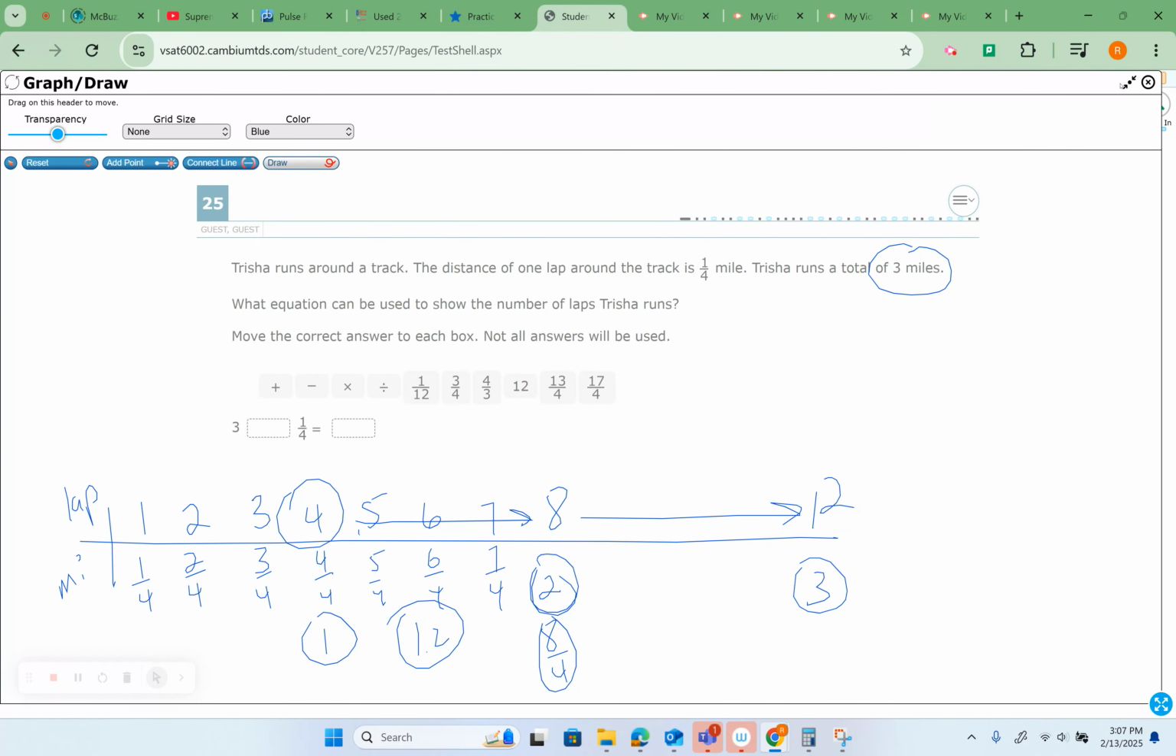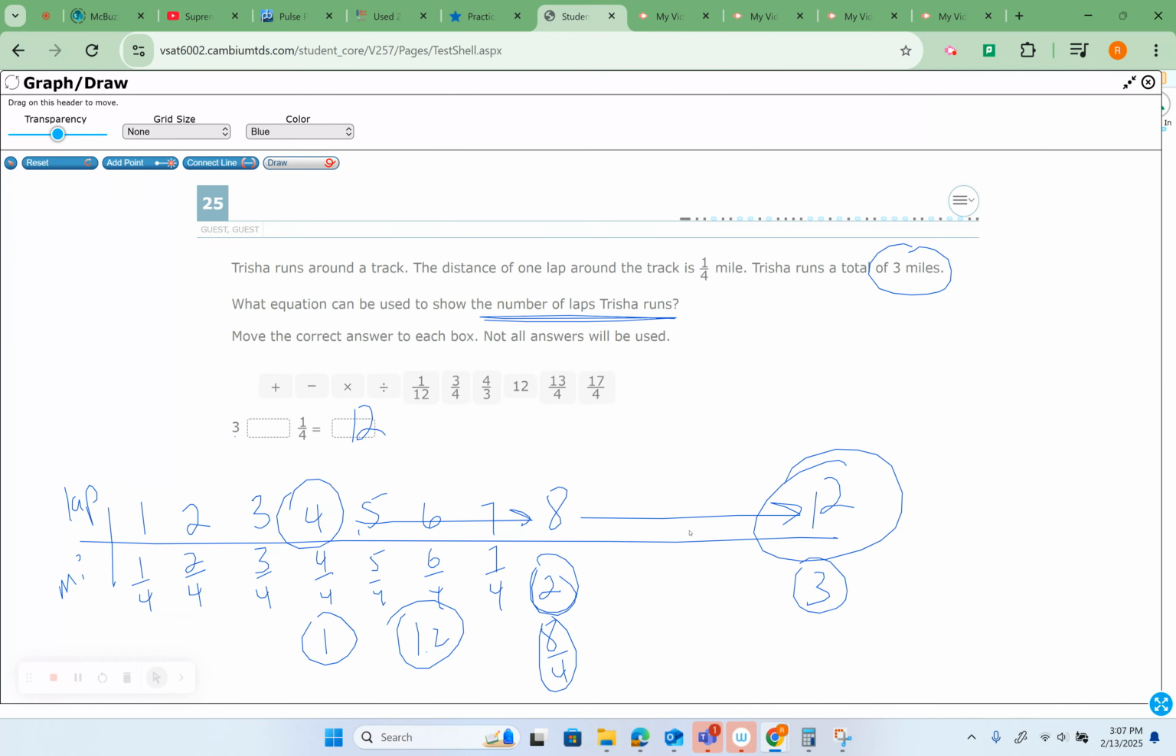So what do we got going on in terms of the problem? 3 blank 1/4 equals, I guess, the number of miles, right? See here, which equation can we use to show the number of laps Trisha runs? Oh, because I need the number of laps. So it's not going to be multiplication. It's going to have to be some kind of division, right? So 3, it's a lot of laps. It's 12 laps. So I need the answer 12 to see the number of laps.